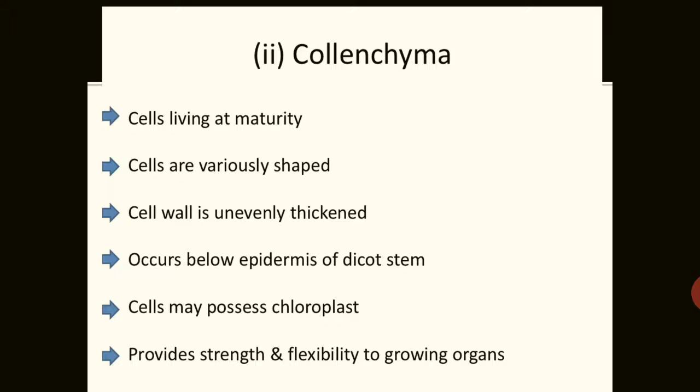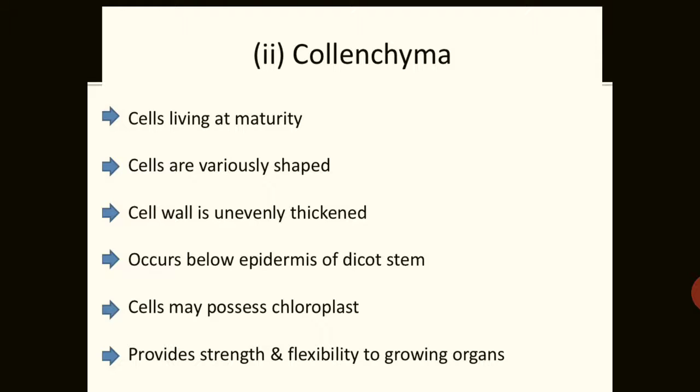So collenchyma, the cell is living at maturity, means it is a living cell, just like the parenchyma, and the cells are of various shapes, means not isodiametric, not a single type of shape, different types of shapes are there, and the cell wall is unevenly thickened, means somewhere thin, somewhere thick. It occurs below the epidermis, just after the epidermis of any dicot stem, and its cells may sometimes possess chloroplasts also, so it becomes responsible for the process of photosynthesis also.